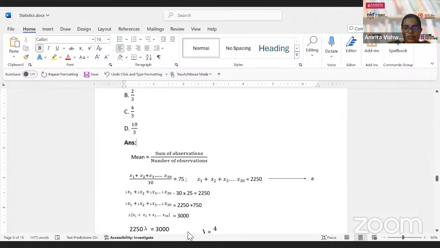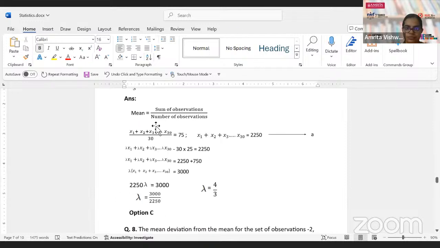So yes, we all know the very basic detail, right? Mean is equal to sum of observations by number of observations. I'm just assuming as there are 30 observations, I'm just writing it as x1, x2, etc. up to x30 divided by 30 and it is equal to 75. I'll get the total sum of all the 30 because it's 75 into 30, which is 2250.